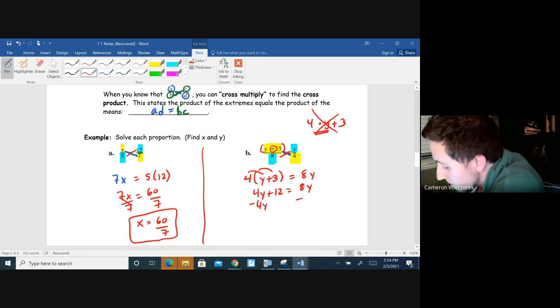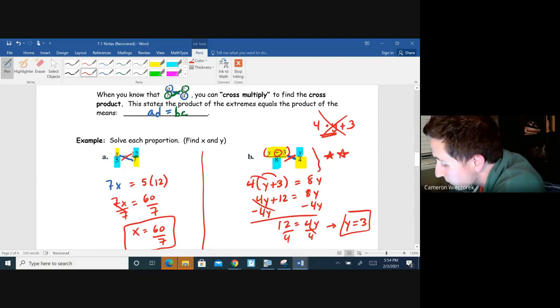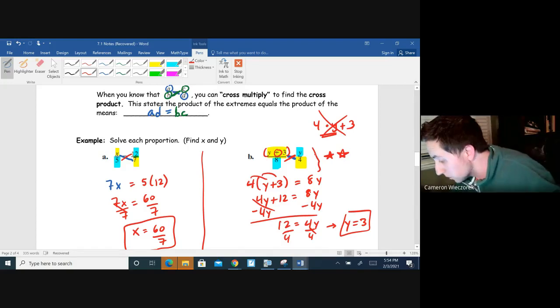Move my y's to one side. From here, it's just some algebra. 12 equals 4y. Divide, divide. And I get y equals 3. Okay. So really the new piece, or not new, but the reminder, is more on the cross multiplying. The rest of it is good old equations that we've been using the whole year so far.